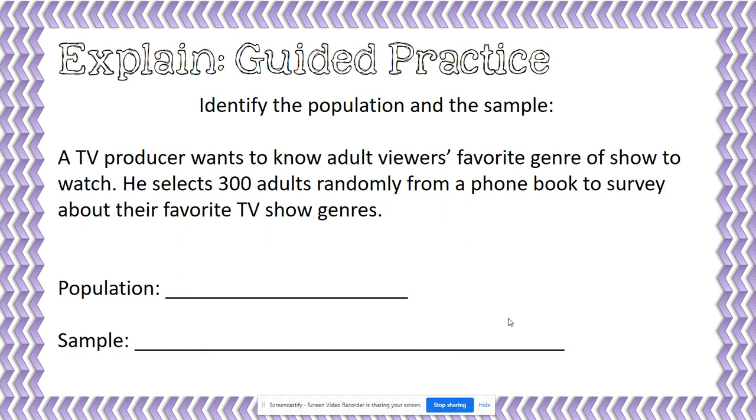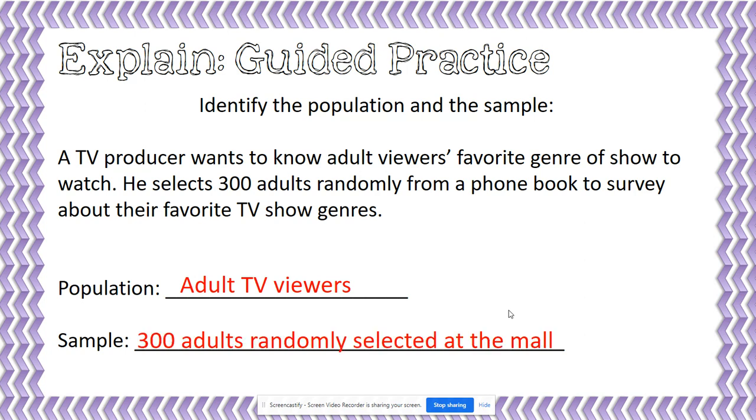Next, a TV producer wants to know adult viewers' favorite genre of show to watch. He selects 300 adults randomly from a phone book to survey about their favorite TV show genres. In this situation, the population is everyone that the producer wants to know about, and we know that he wants to know about adult TV viewers. The sample is the small group that he chose to survey. In this case, he surveyed 300 adults randomly from the phone book. These would be his sample.